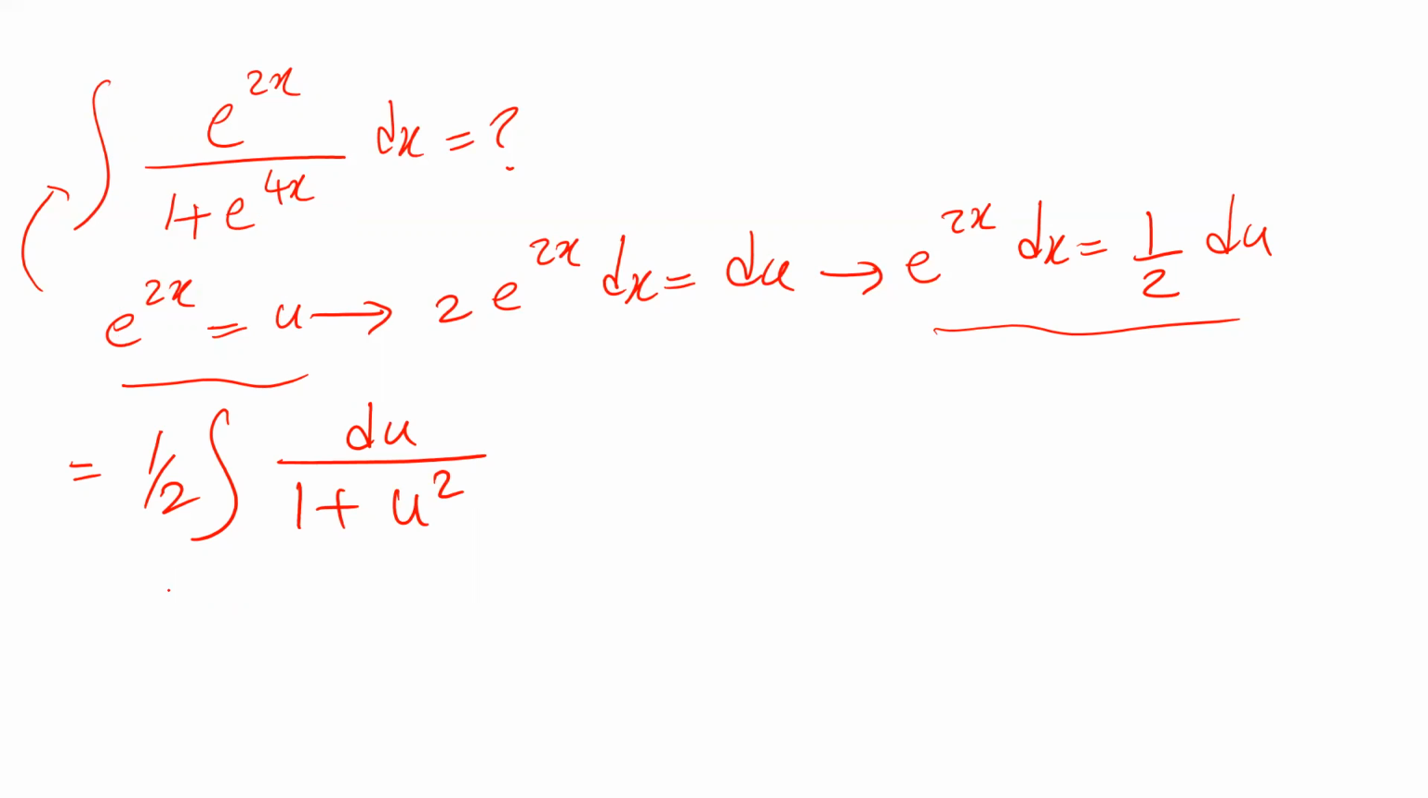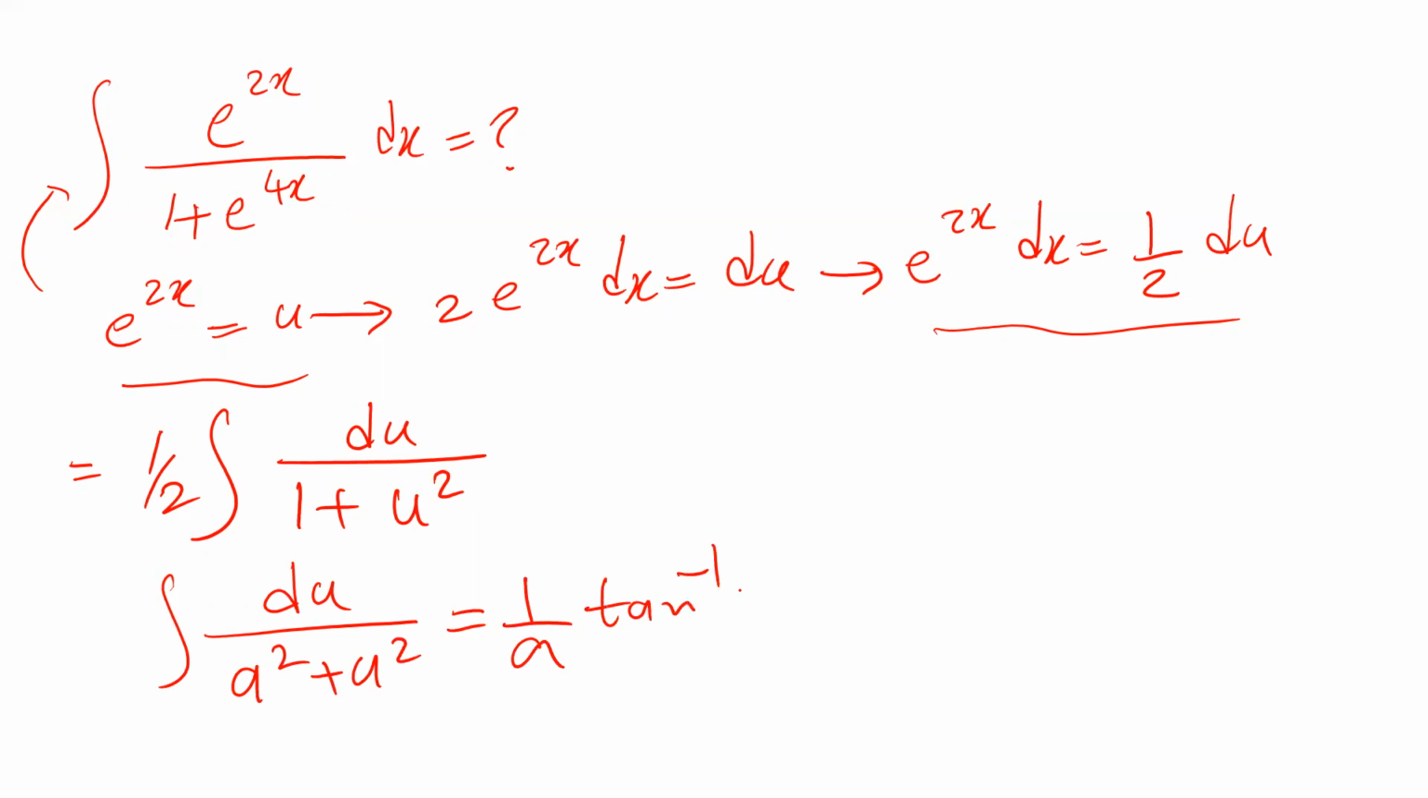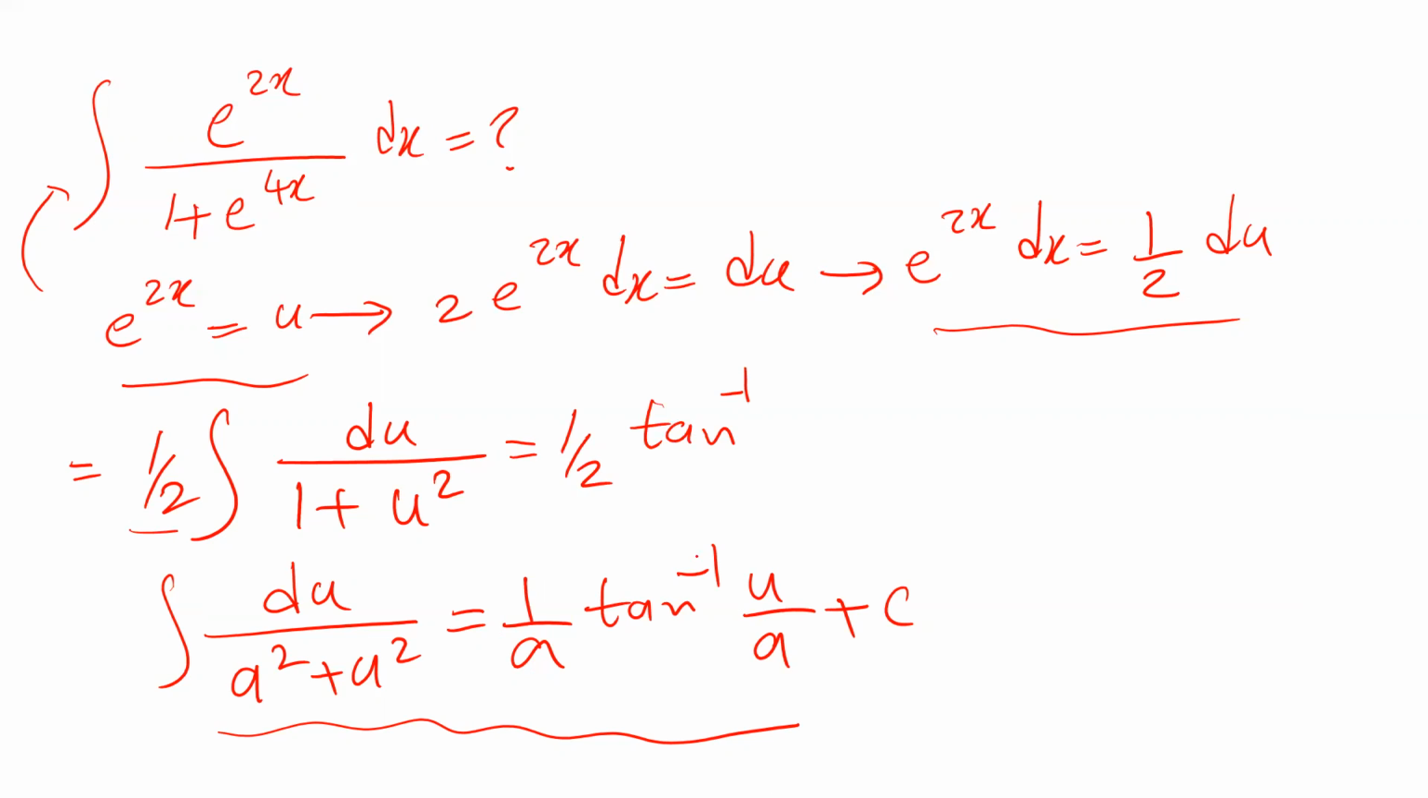From the table of integrals, you know that the integral of du divided by a^2 plus u^2 is equal to 1 divided by a tangent minus 1 of u divided by a, plus c. You can use this formula to solve this integral, and note that a here is equal to 1. Therefore, this integral will be equal to 1 divided by 2, that is this constant, times 1 divided by a, and a is 1, so this will be 1 times tangent minus 1 of u divided by a, which is 1 in this case, plus c, which is the constant of the integral.